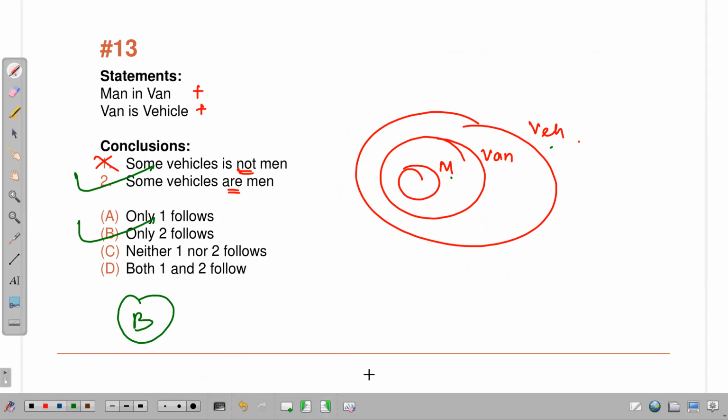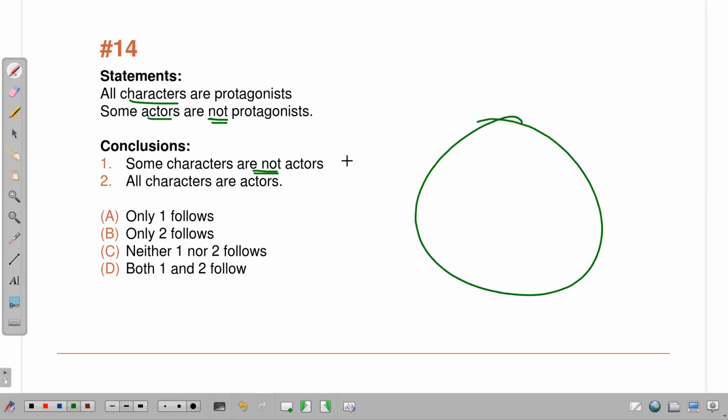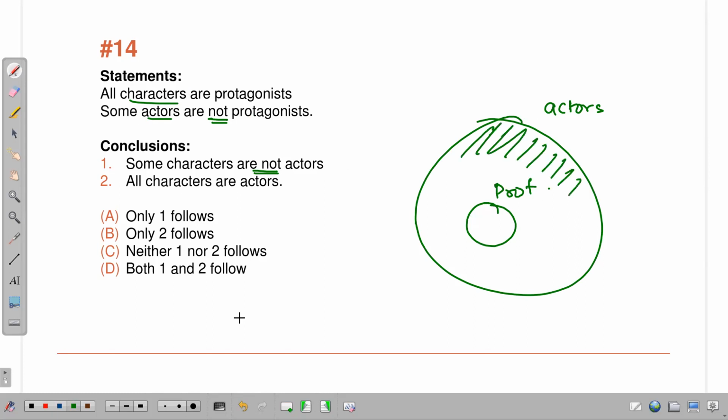Let's take the next, the 14th. All characters are protagonists and some characters are not protagonists. So let's draw the not first, the maximum intersection diagram. Let's say these are my actors and these actors are not protagonists. So these are the actors that are not protagonists. And then all characters are protagonists. So characters are inside protagonists.